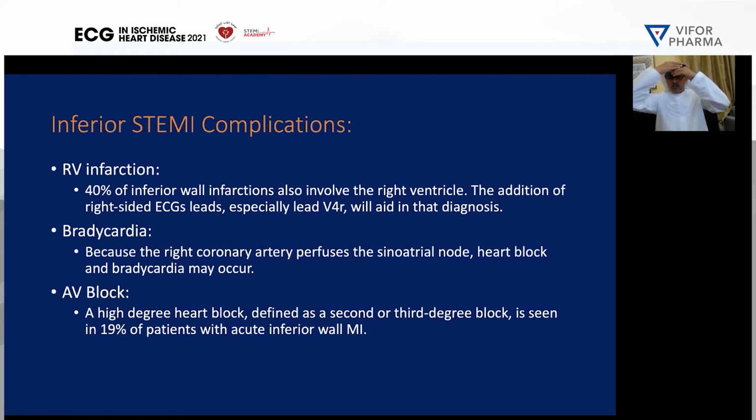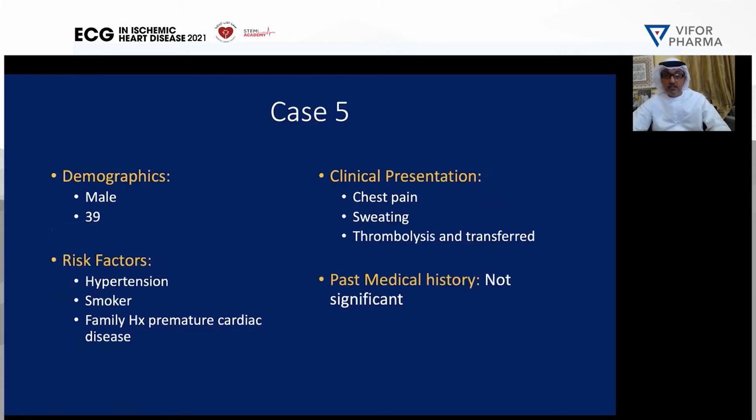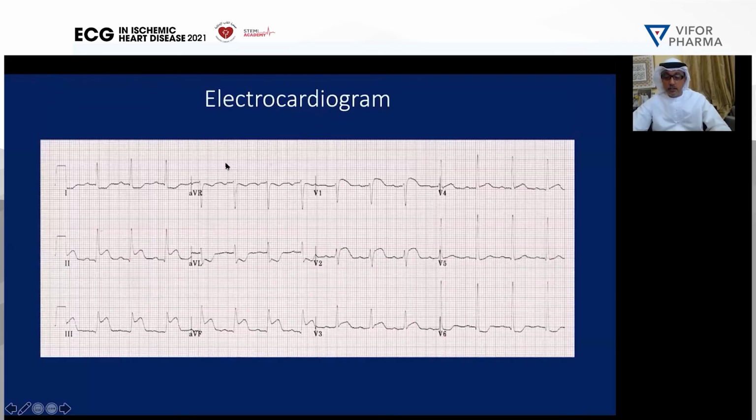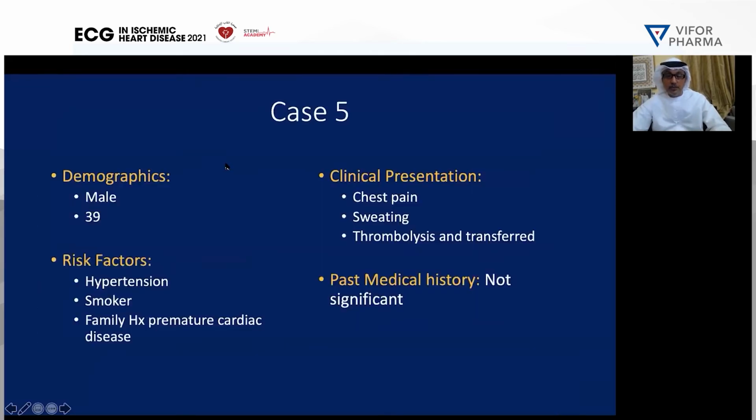So first thing, you can give atropine. Some people are controversial about it, but I would give it and go from there. But definitely the most important is sending him to a place where there is a cath lab. So the message is inferior MI can have a lot of complications, and this is the list of complications they can have. You have to be aware of them.